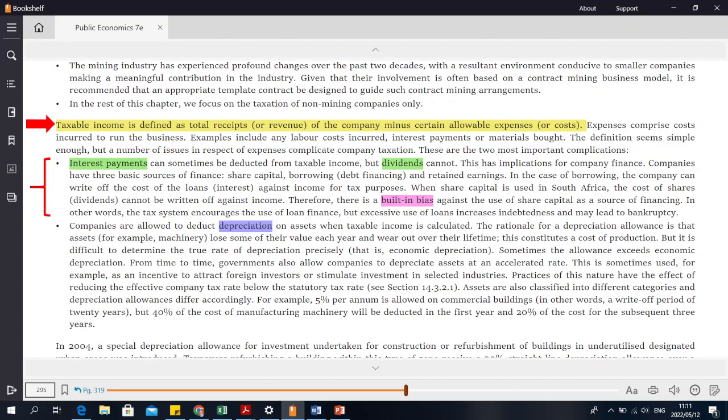Depreciation is not so important, but the one thing that you should know is, what does depreciation do? Well, it affects the effective tax rate. The faster a company is allowed to write off their assets, the bigger the depreciation rate allowed, the smaller the effective tax rate. So it affects the tax rate of a tax system.